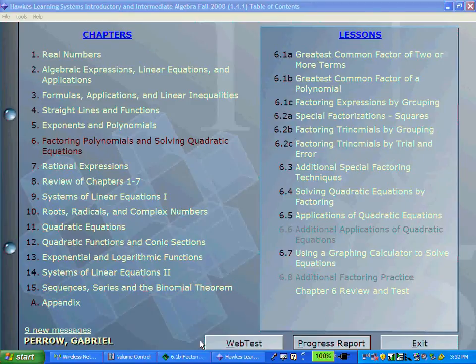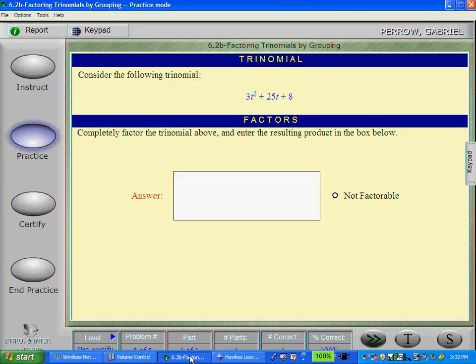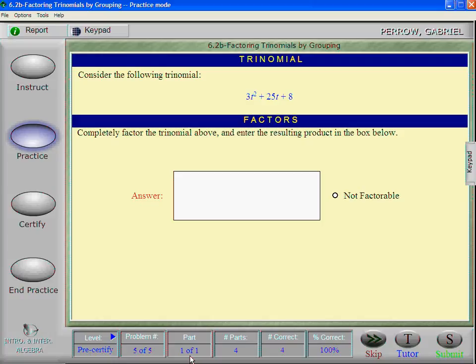Okay, let's get some more examples in here. Another quick example, 3t squared plus 25t plus 8. Think of two numbers that multiply to give you the product of the outside numbers, right? 3 times 8 is 24. Can you think of two numbers that multiply to give you 24, but add up to 25? Well, 24 and 1 seem to make sense.